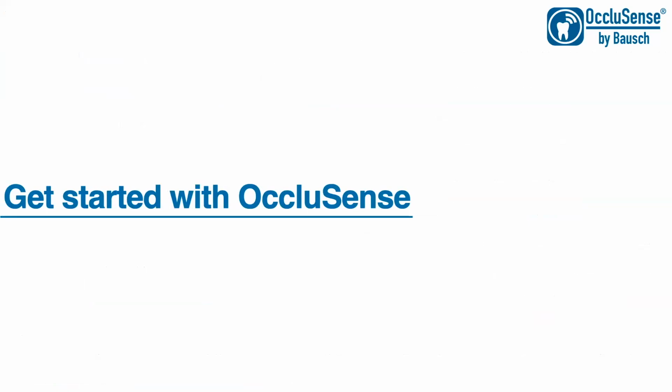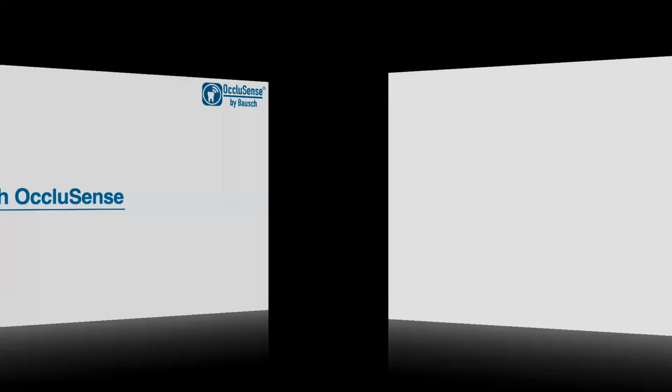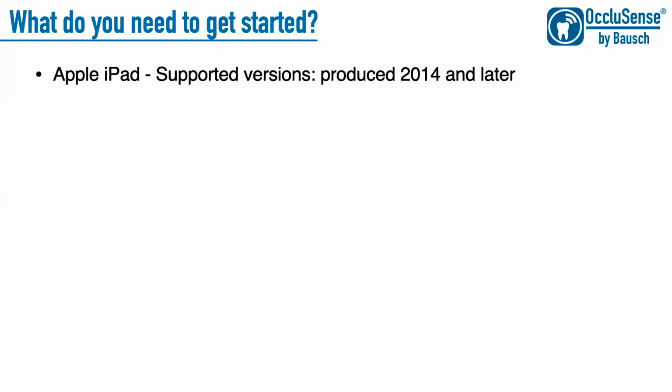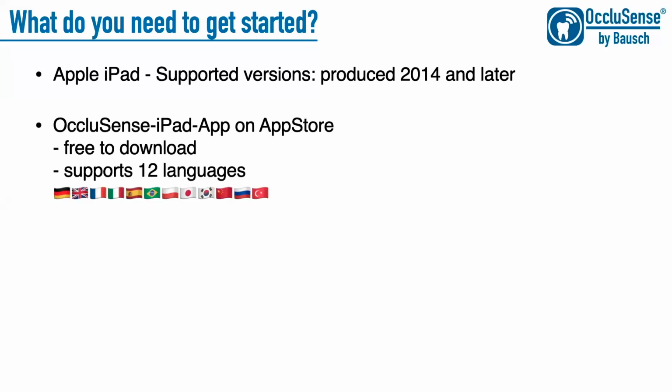To get started, what do you need? You will need an Apple iPad that's produced in the year 2014 or later. You need an OccluSense iPad app, which is free to download on the Apple Store in 12 different languages. Any updates are also free. You need a Wi-Fi connection and the OccluSense system with the reference BK5000, which will issue you everything you need to get started.